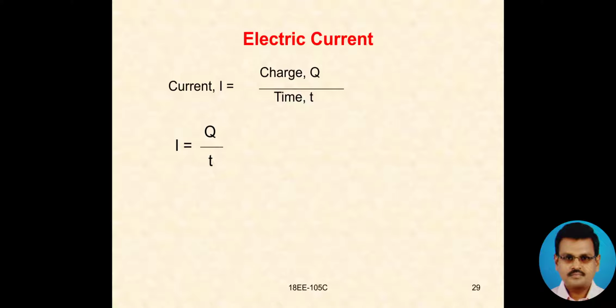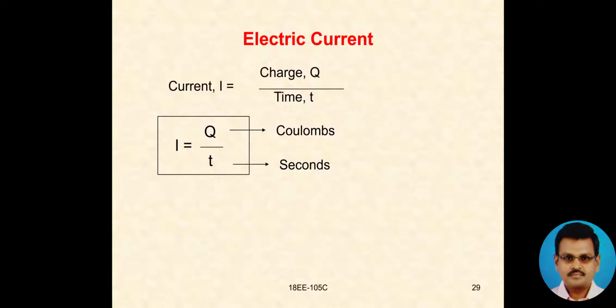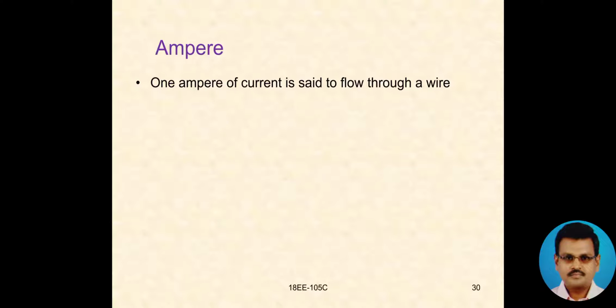I is equal to Q by T. Q is in coulombs and T is in seconds. I is in amperes. Now we can define 1 ampere. When can we say 1 ampere of current is flowing through the conductor?